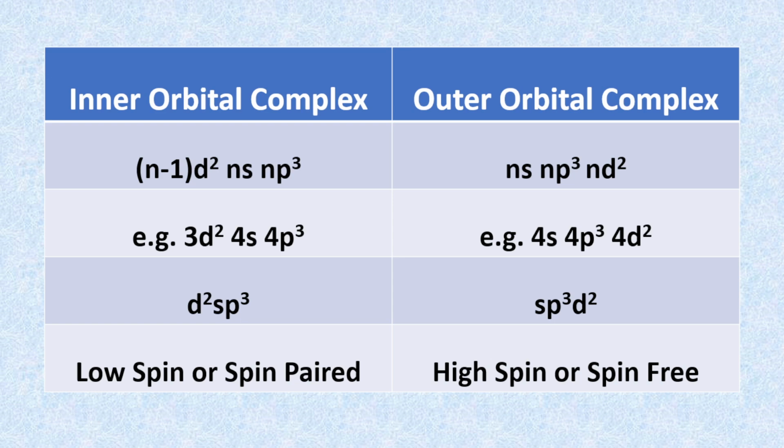Since in the inner orbital complex, unpaired electrons of inner d orbitals are involved in the formation, their complexes are low spin or spin paired complexes. While in the outer orbital complexes, unpaired electrons of inner d orbitals remain unpaired. Their complexes are high spin or spin free complexes.